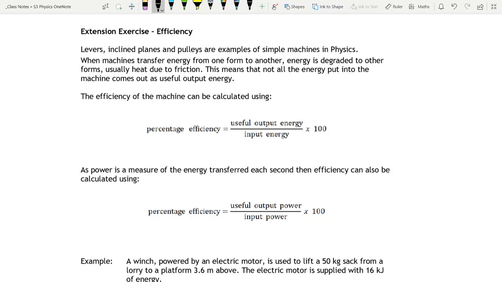If you were talking about maybe a crane, you put in a certain amount of electrical energy into it, but not all that energy goes into lifting something. Some of it gets lost as heat and sound and things like that, and that's why it's not 100% efficient. If all the energy you put in came out as useful energy, as the lifting energy, then it would be 100% efficient. But there's nothing that's 100% efficient.